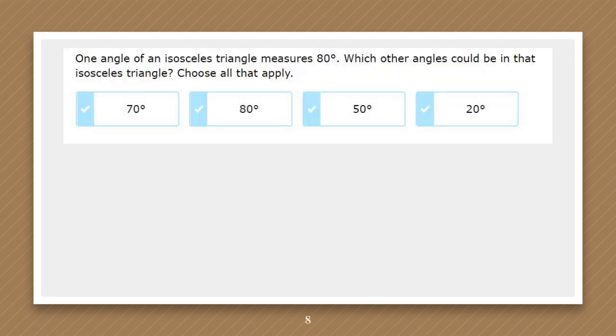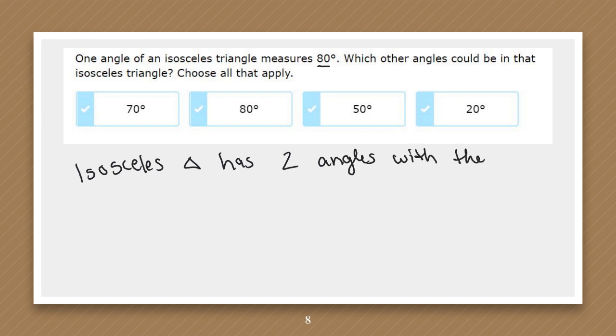Okay, so this one gets a little bit tricky. It says one angle of an isosceles triangle measures 80 degrees. Which other angles could be in that isosceles triangle? So remember that an isosceles triangle has two angles with the same measurement. So two of my angles need to be the same.